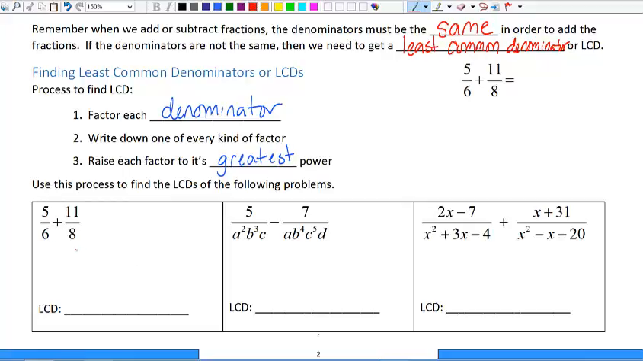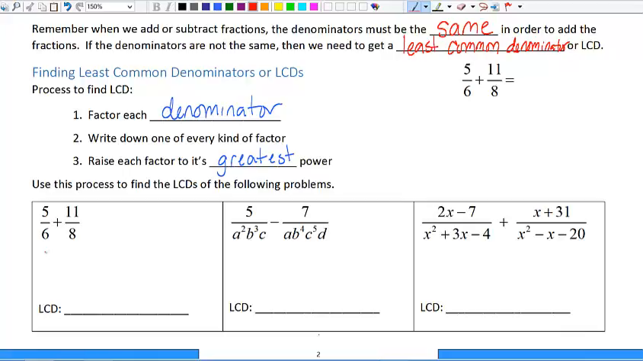5/6 plus 11/8. Now some of you might be able to look at 6 and 8 and just come up with an LCD in your head because you've done this for quite some time. But I'd prefer if you tried to use our method so that we can take something simple like the LCD between two numbers and apply that to the LCD of polynomials.